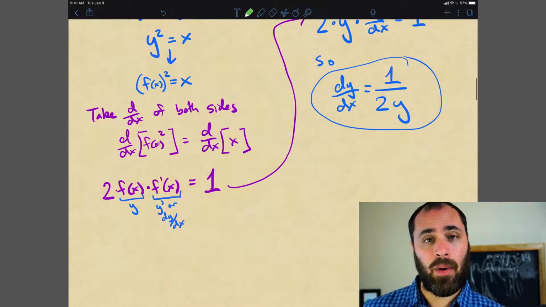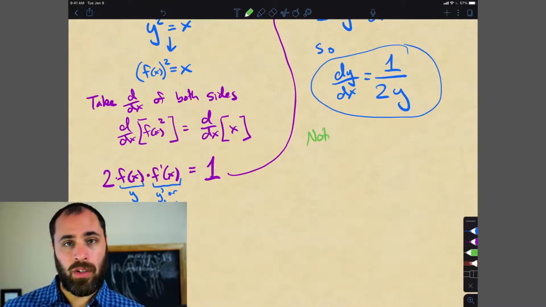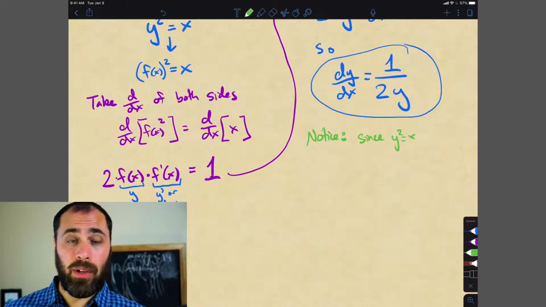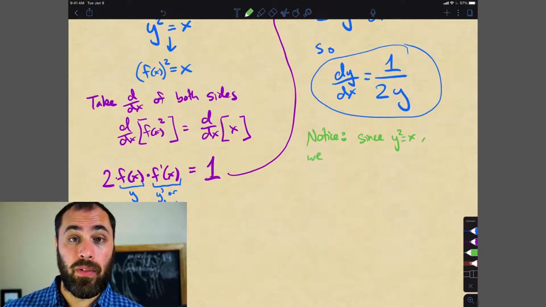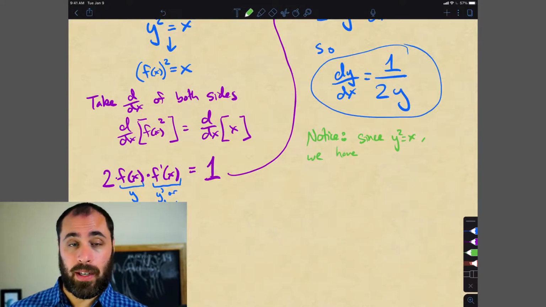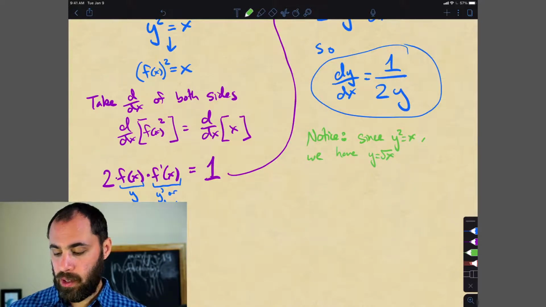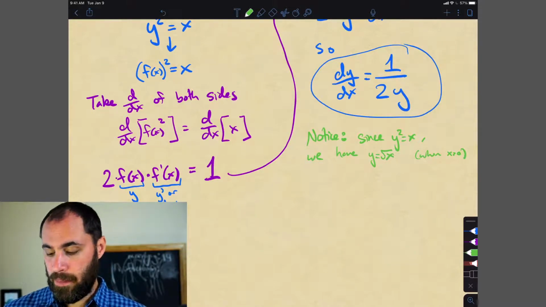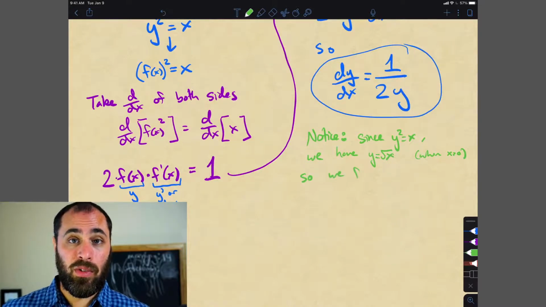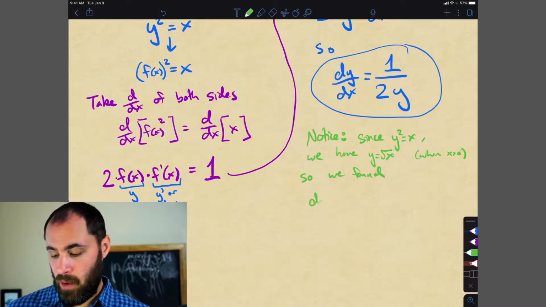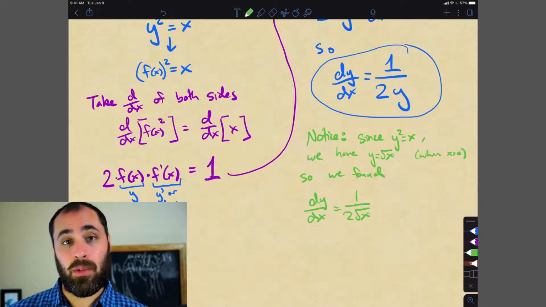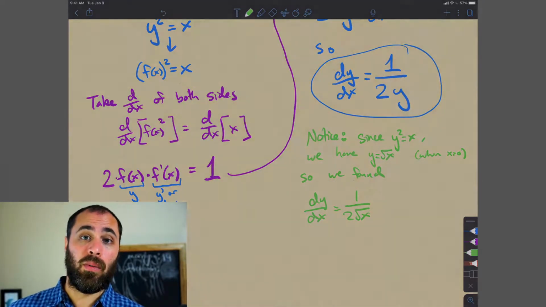And I'll make a sidebar observation here. This original function, y squared equals x, we can solve that for y. Actually, we didn't do that here, but we could have, to find that y is equal to the square root of x, at least for proper values of x. And of course, we know the derivative of that function. Hopefully we know it. But what we've just done is recovered that derivative shortcut in a different way. That is, if we replace the y in our dy/dx expression with square root of x, we get dy/dx is 1 over 2 times the square root of x. That's the derivative rule for y equals the square root of x.